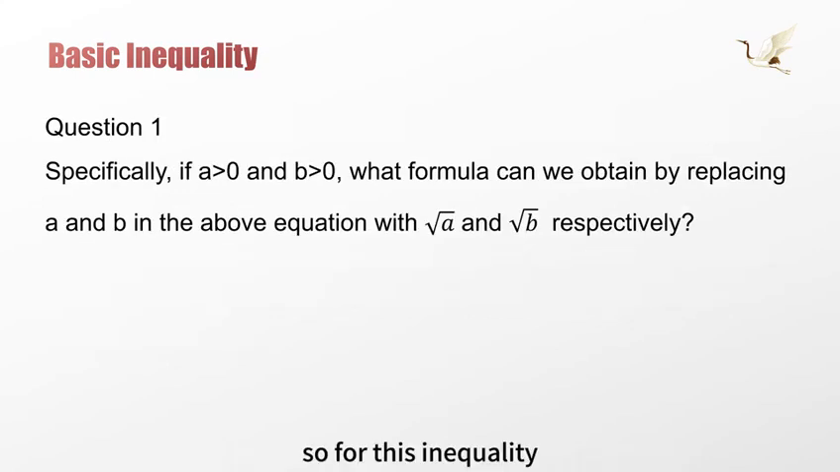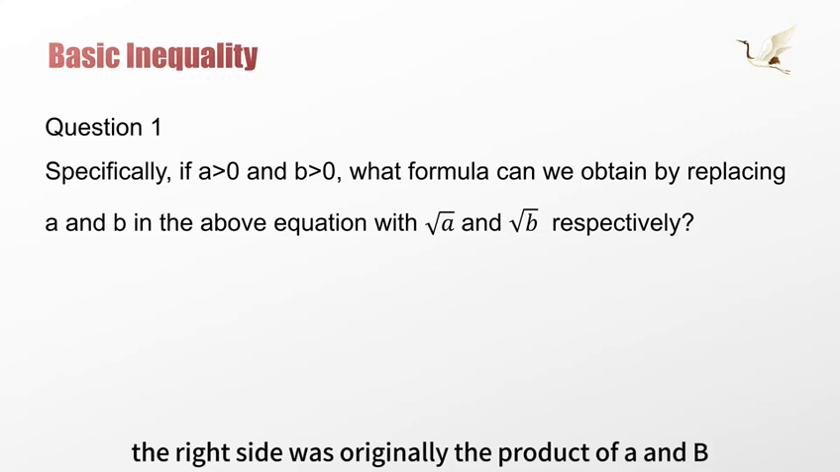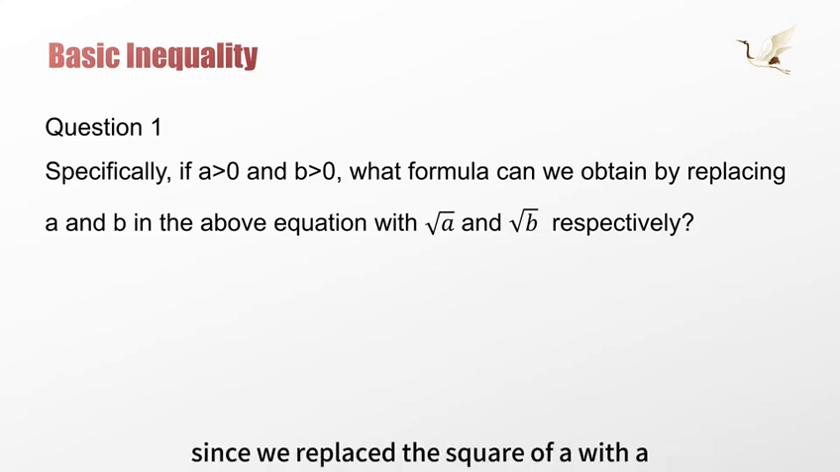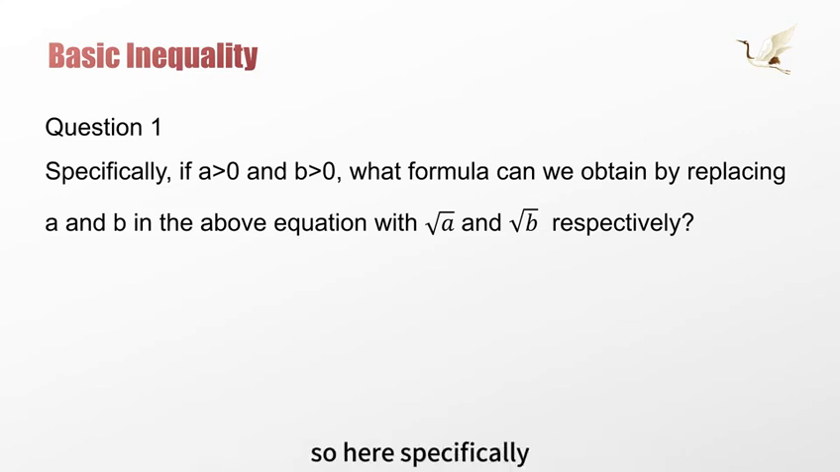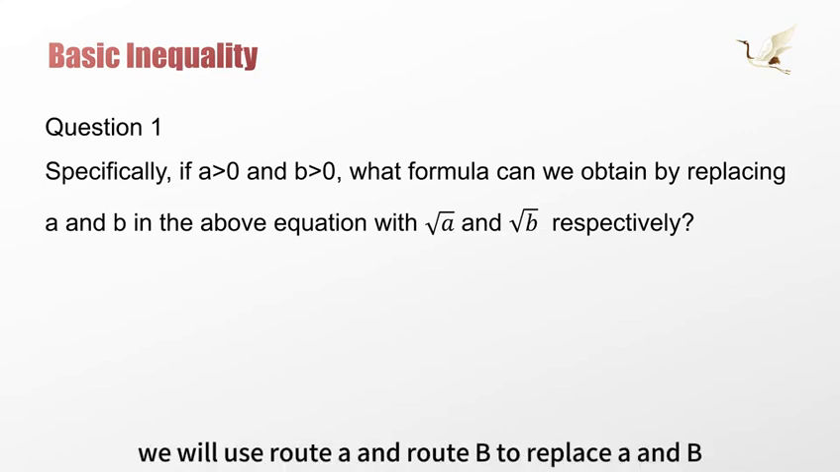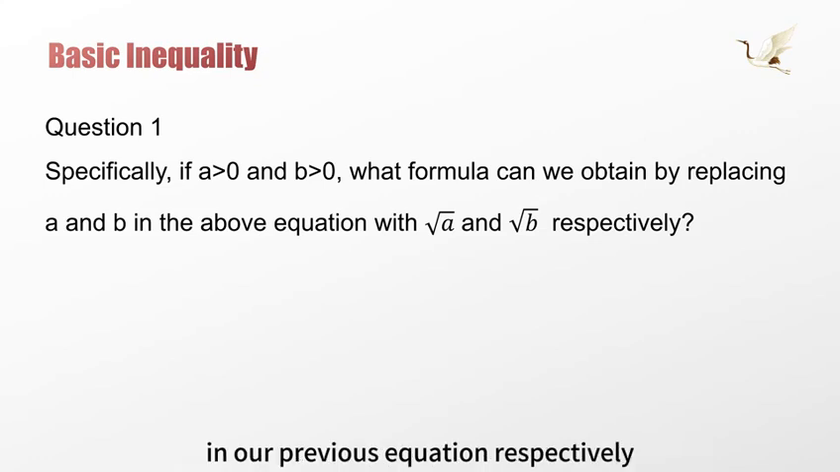So for this inequality, the right side was originally the product of a and b. Since we replaced the square of a with a, what should we use to replace the original a? So here specifically, we will use root a and root b to replace a and b in our previous inequality, respectively. Please think about it. What kind of inequality can you get?